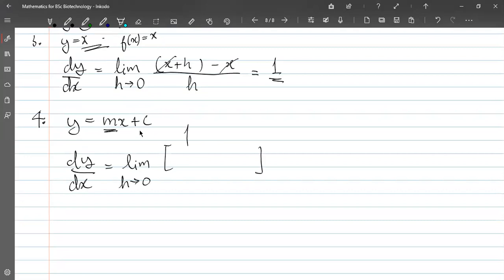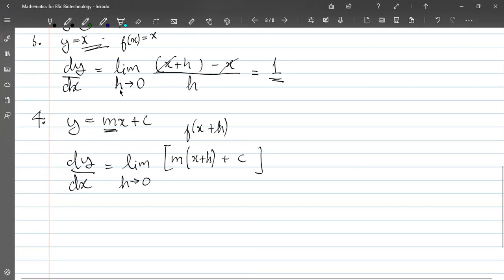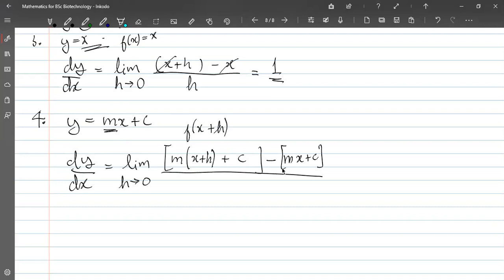Now see, f of x plus h will be the value of y when x is x plus h instead. So you just replace x by x plus h. Everything else remains as it is. Don't write c plus h here. C is a constant, so only x changes. Minus f of x, so that is mx plus c, divided by h.